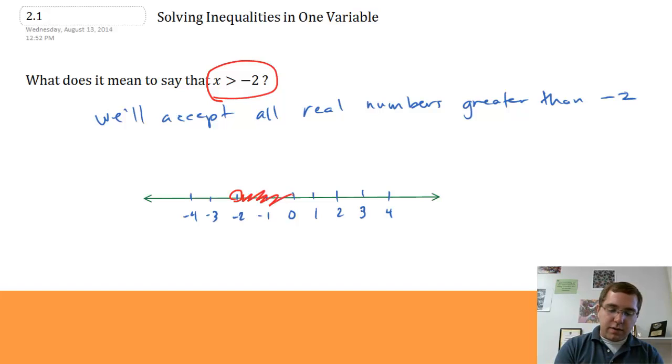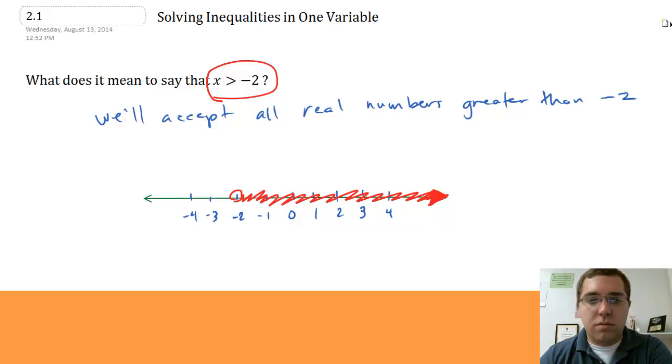And greater than negative 2 is everything to the right of negative 2, so I shade that in, draw an arrow on the end because it never ends. It keeps going up as high as I want it to go. It has no limit. So that's the basics of what an inequality means. You know that already.